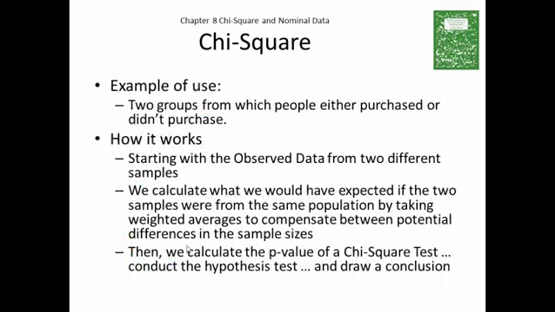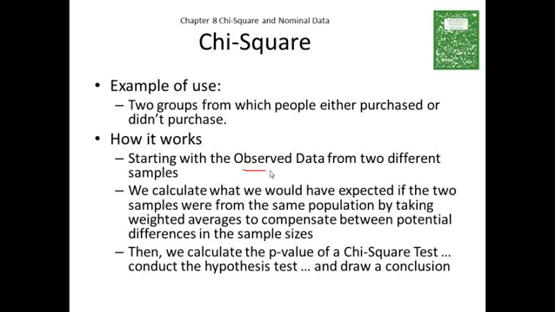So the example of which you use it is you got 2 groups, 2 samples, from which people either purchased or didn't purchase. So the act there is they purchased and they didn't purchase. And group A, we might see 50 purchases and 100 no purchases. And group B, we might see 52 purchases and 49 no purchases. And we're trying to figure out if group A is like group B or group A is not like group B. There's the example.